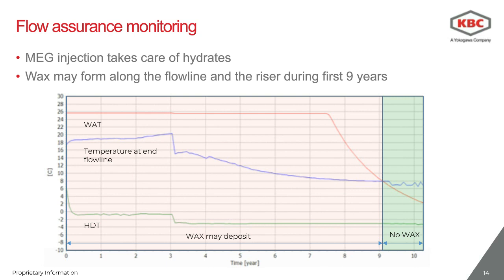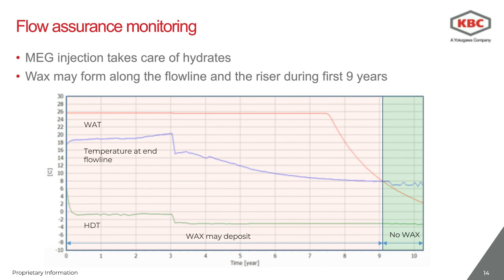So I know the hydrate is indeed not going to be a problem for this case because MEG is taking care of it. In fact, what this diagram is telling me is that perhaps I could reduce the MEG injection a little bit and still maintain a decent security margin against the formation of hydrates, probably.